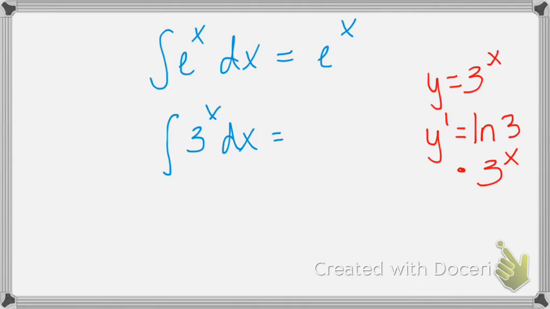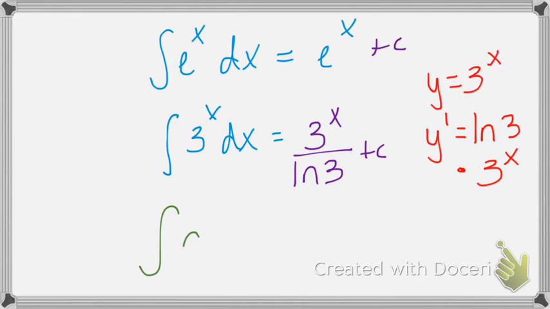Well, when you do the antiderivative, that natural log of 3 or whatever is still there, but you have to divide it instead of multiply it. Because when you're doing the antiderivative, you're going backwards, so you've got to make it go away. So the antiderivative is 3 to the x over natural log of 3. Or you can write it as 1 over natural log of 3 times 3 to the x, whichever way makes more sense.